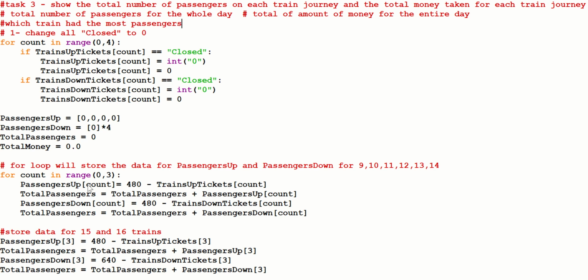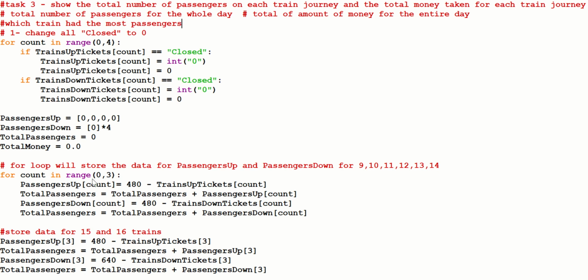Okay, so passengers up count, the position in the array, equals 480 minus trains up tickets count. This is the amount of tickets that still remain. So 480 in the beginning minus the remaining tickets equals the tickets that have been sold. So passengers up means the passengers that have gone up, the tickets that have been sold. And total passengers equals total passengers plus passengers up count.